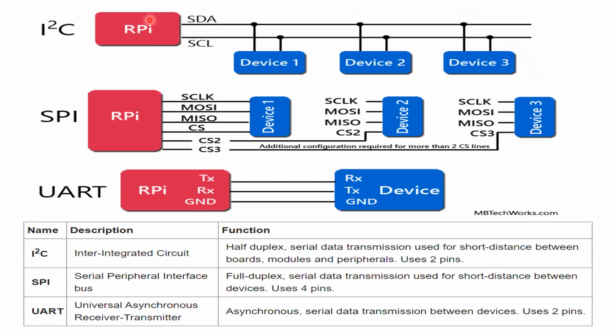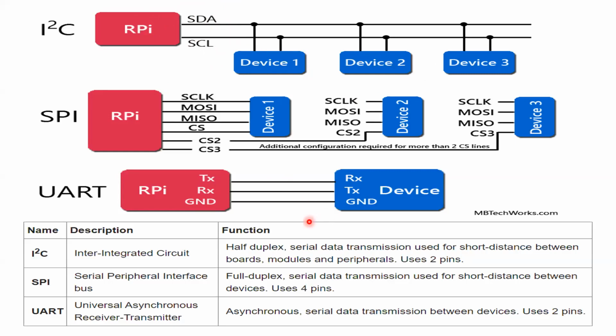SDA and SCL. RPI is nothing but a microcontroller, they put Raspberry Pi. Any microcontroller I can use, but we have only two lines in I square C: SDA and SCL, serial data line and serial clock line. So this is my master device, and one, two, three, I can connect my slave devices.